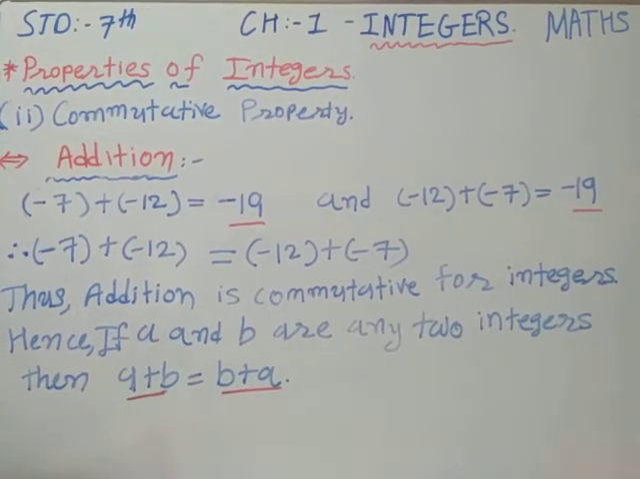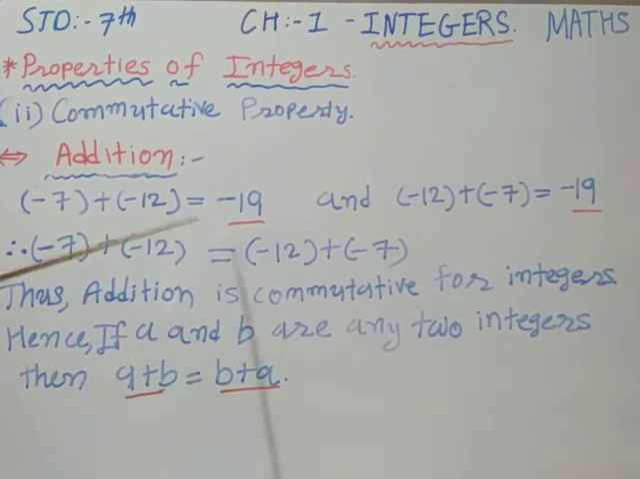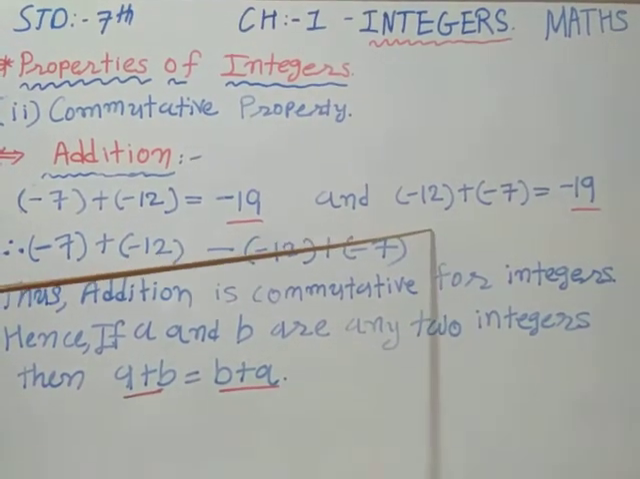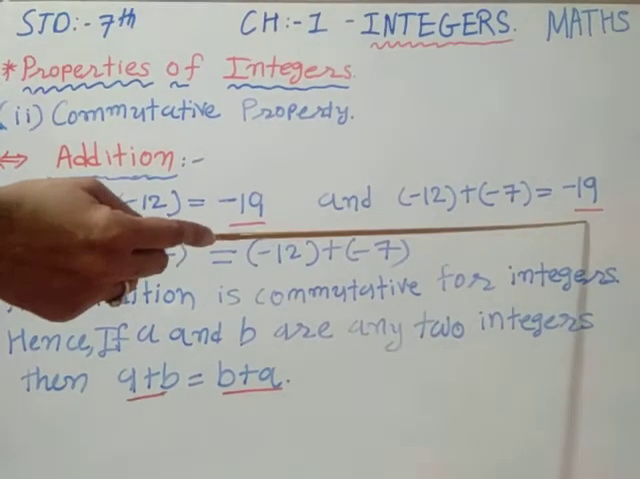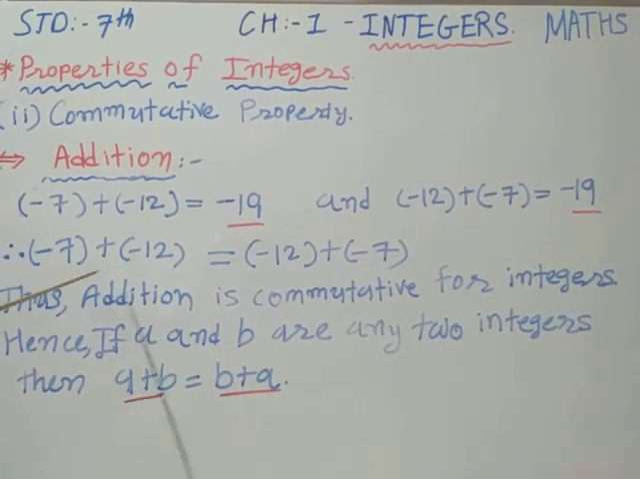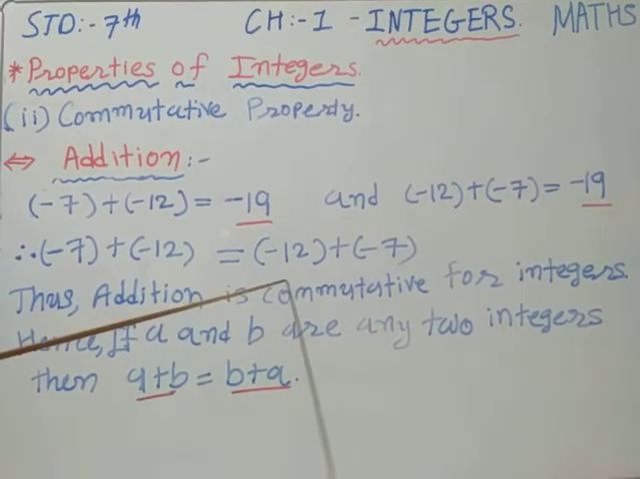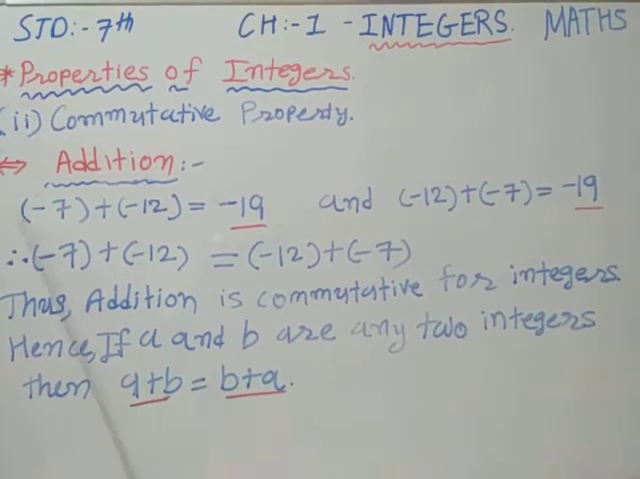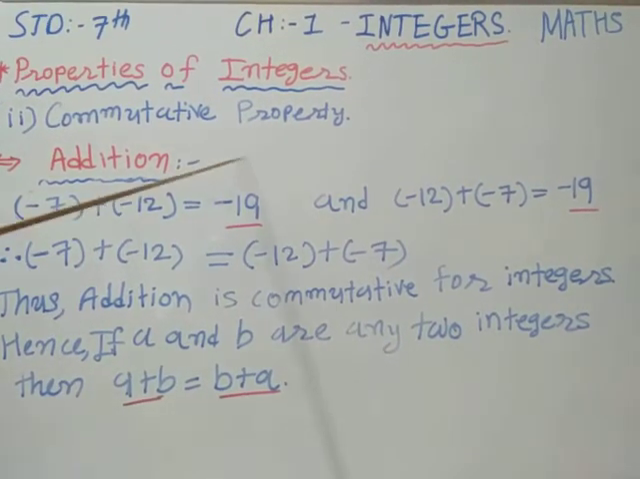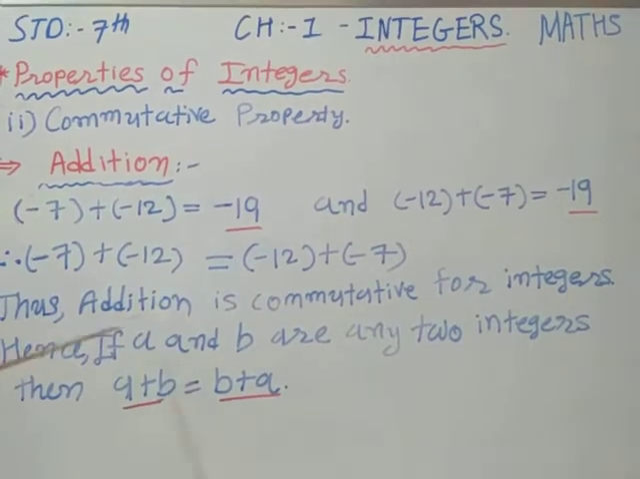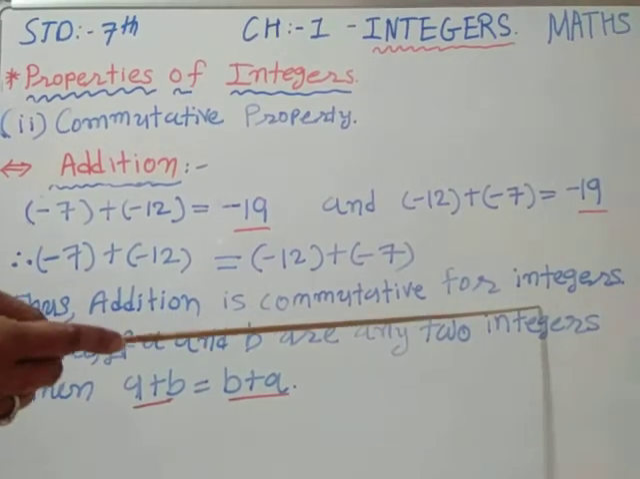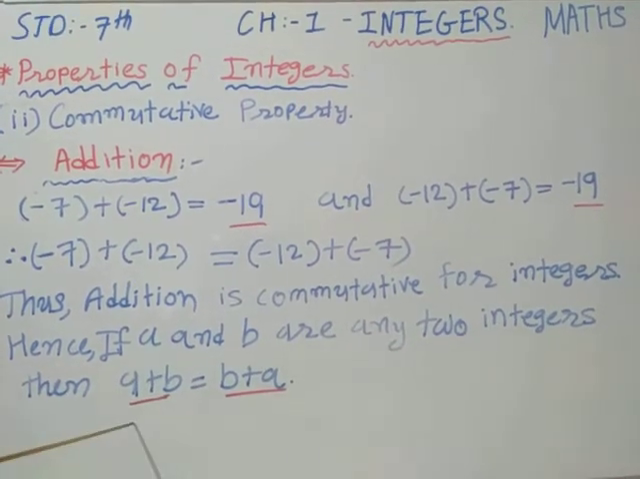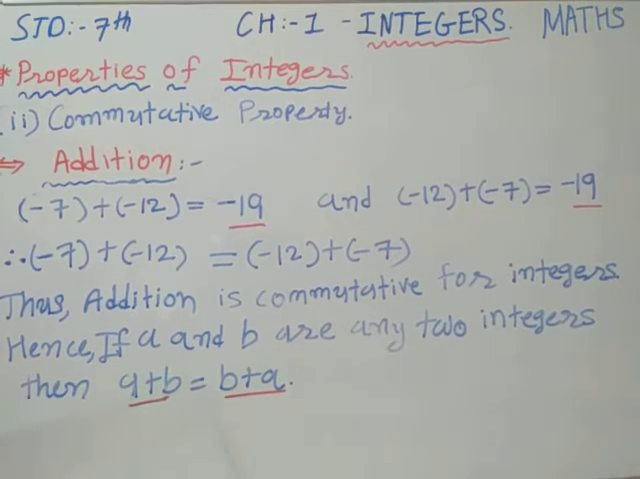Let's take one example. Minus 7 plus minus 12 is equal to minus 19. Here we are changing the order of integers. Minus 12 plus minus 7 is equal to minus 19. Therefore, minus 7 plus minus 12 is equal to minus 12 plus minus 7. Means, if you are changing the order of integers in addition, the answer remains the same. Thus, addition is commutative for integers. Hence, if a and b are any two integers, then a plus b is equal to b plus a.